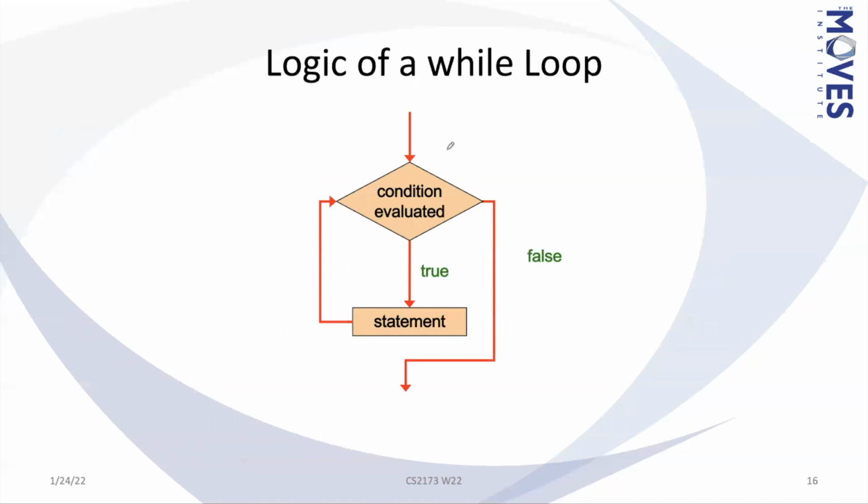The flow chart version of this is we evaluate the condition. If it's true, we execute the statement and reinitiate. We just basically keep going on this loop until at some point it becomes false, and then we keep executing.